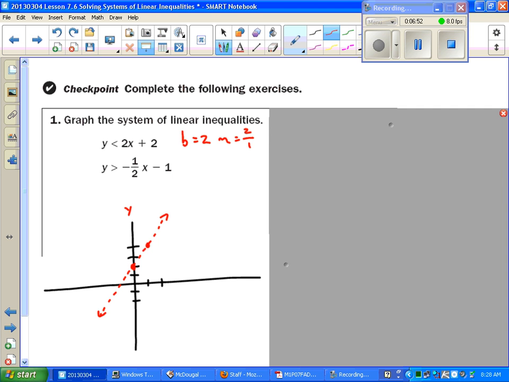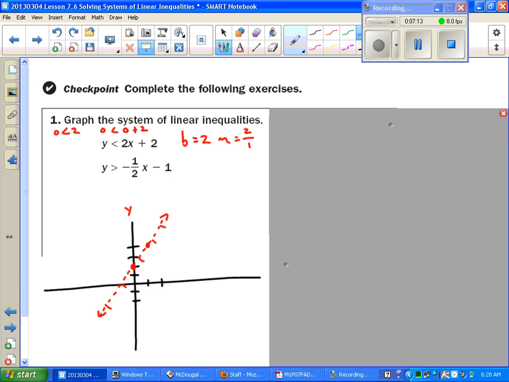Then check the truth value to see which side you're going to shade. We can plug in 0, 0. So 0 is less than anything times 0, which is 0, plus 2. 0 is less than 2. That's a true statement. So everything to this side of it. Notice I shaded it real small so it won't make a big mess, but everything to that side.